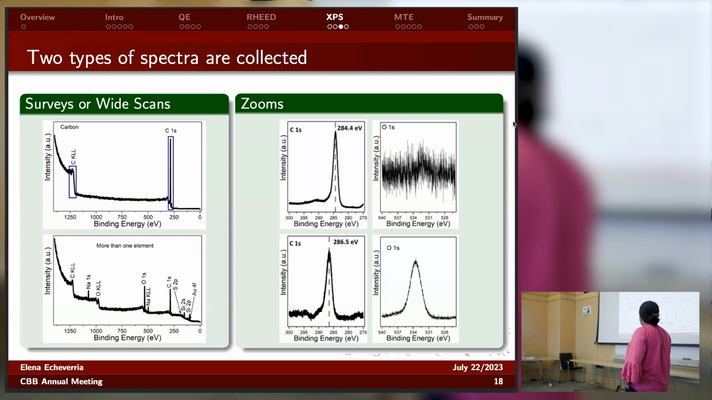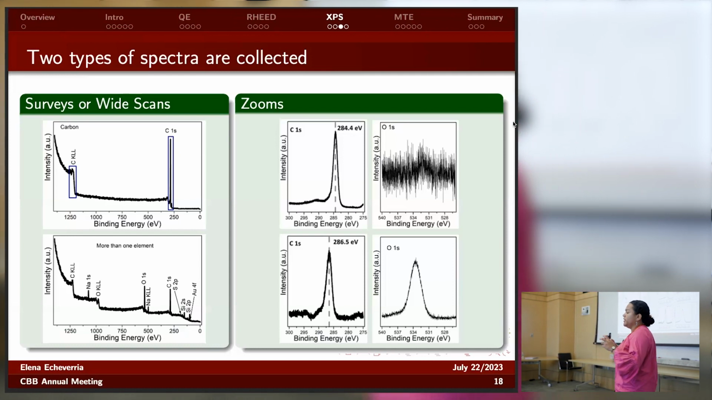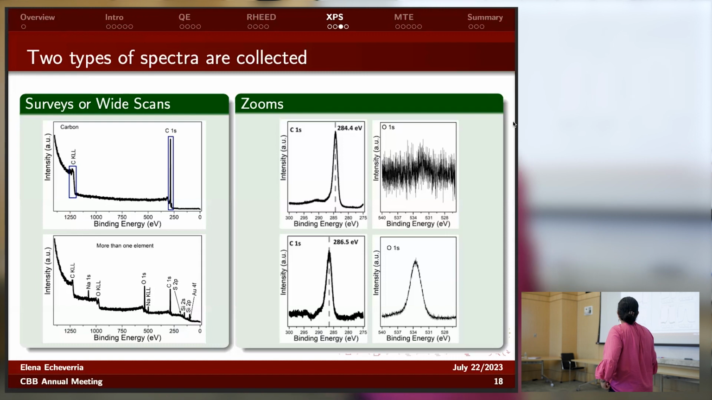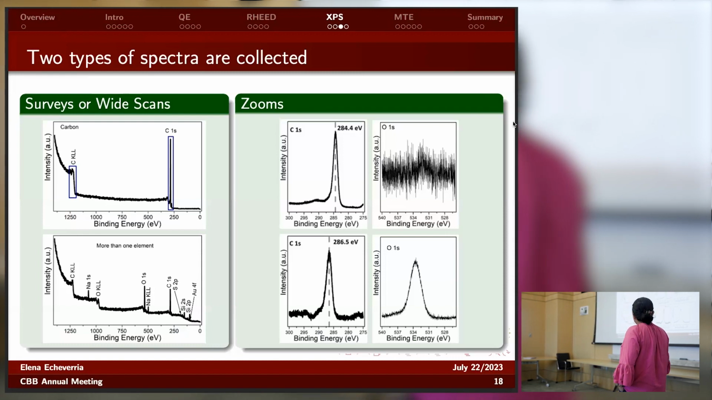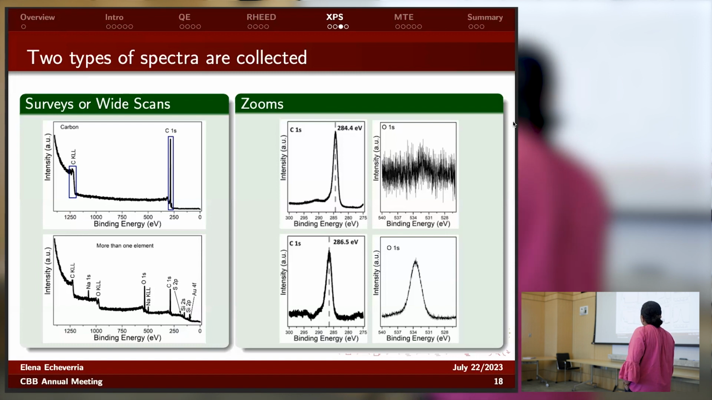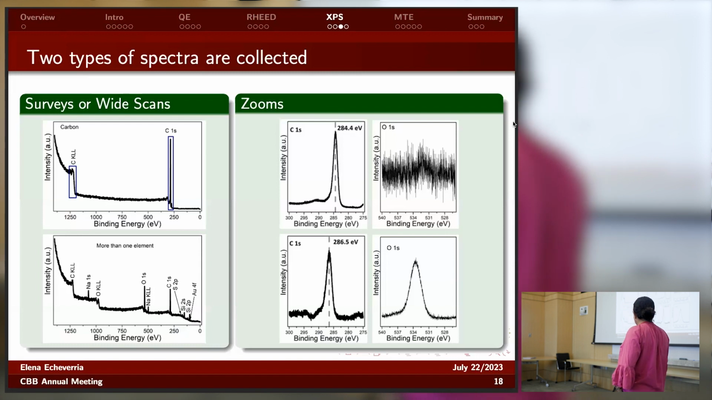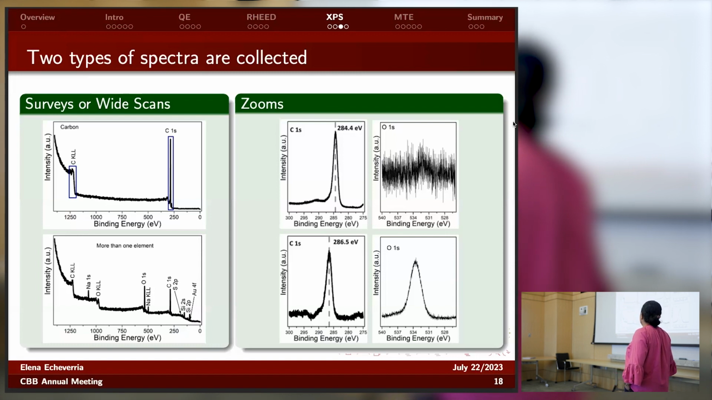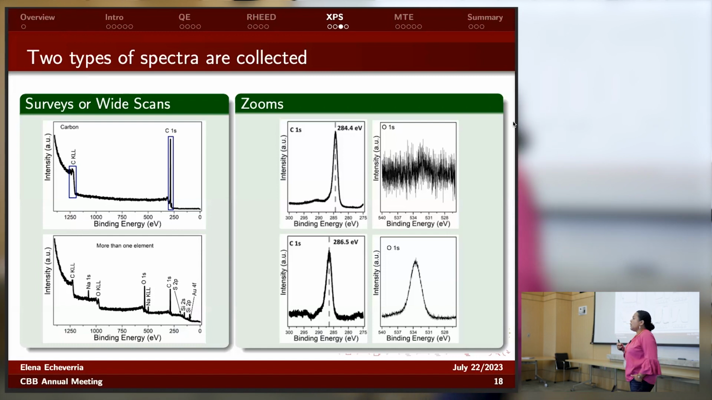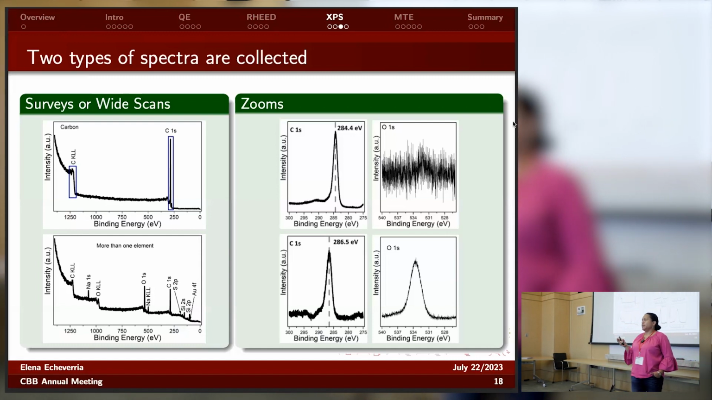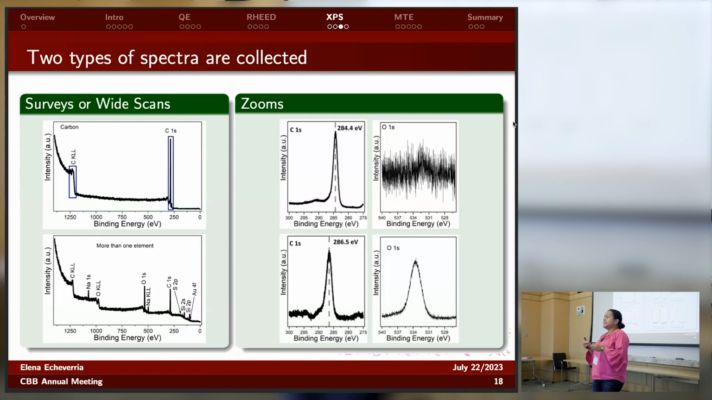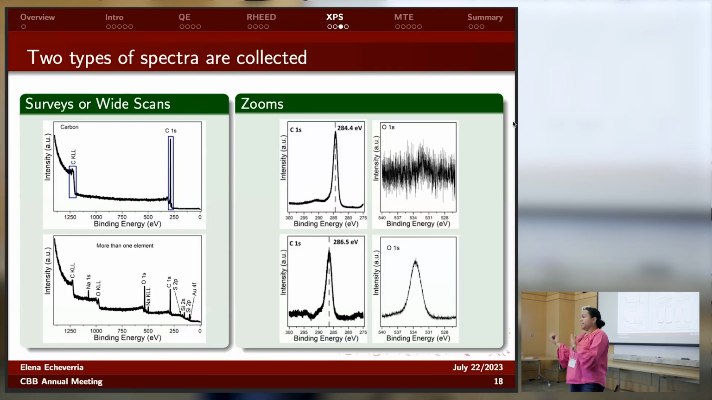We can also get information about the bonding environment of these elements. For instance, again, on the top we have graphene. The binding energy for the carbon is 284.4, while the binding energy for the second sample is 286.5. So that shift in binding energy is telling us that the carbon is oxidized or is bound with a different element.